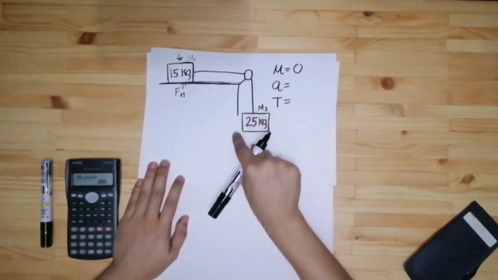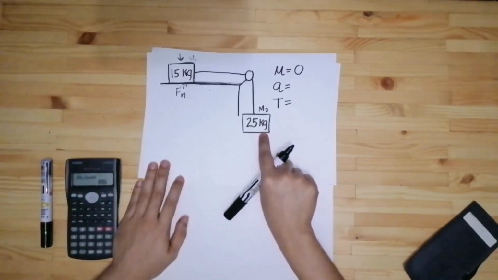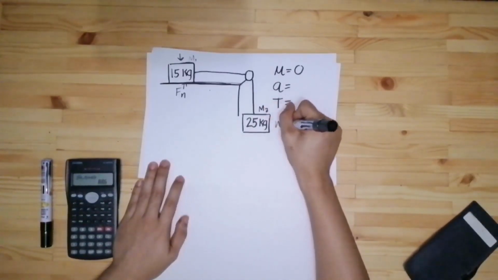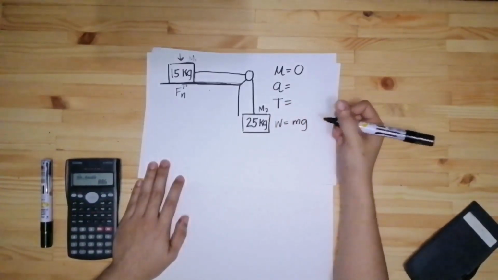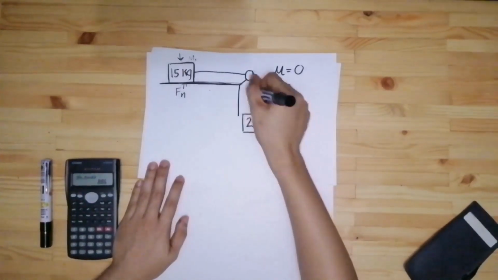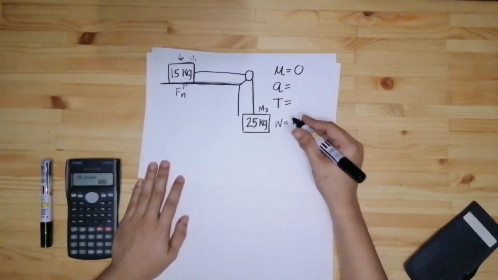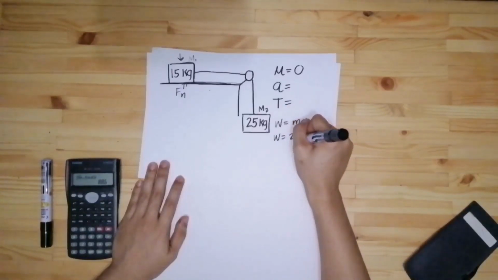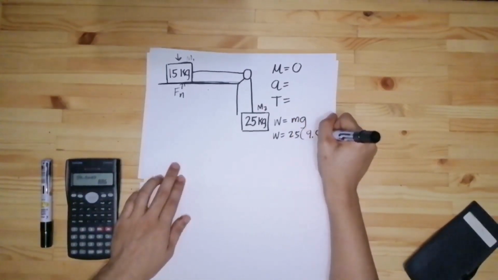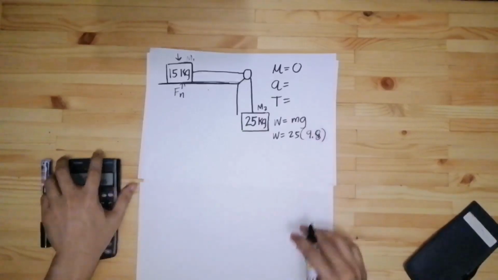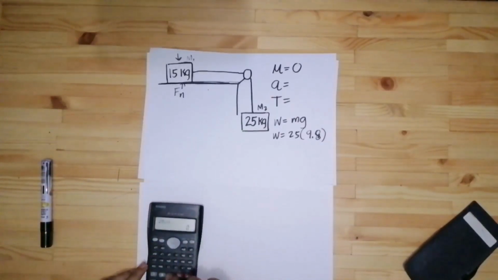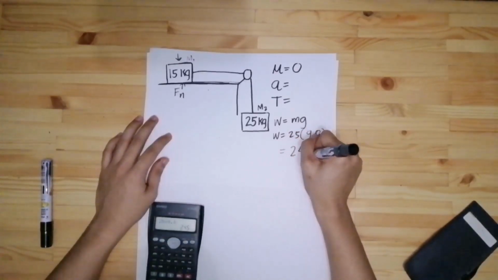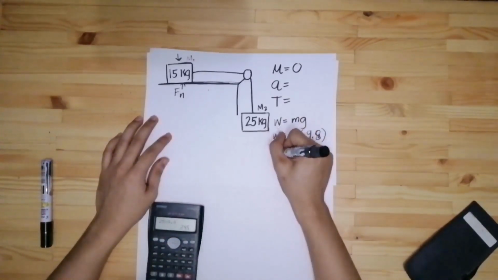Pag ito naman, wala namang surface dito, nakahang siya. So, meron tong weight. Ano yung weight na tumutulak sa kanya pababa? So, W is equal to mg. Hindi tayo gagamit ng sin theta kasi wala namang angle dito sa system. So, W equals mg, mass natin 25 times 9.8, which is equal to 245 newtons. That is the weight.